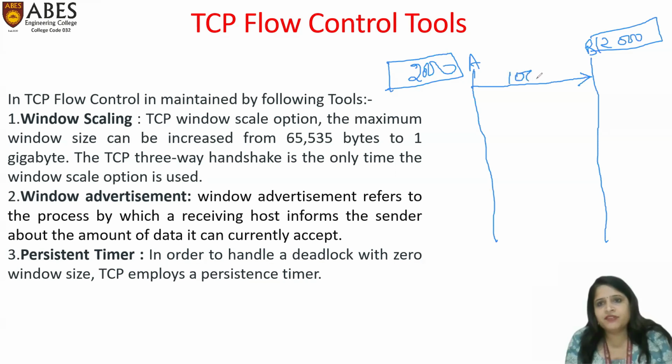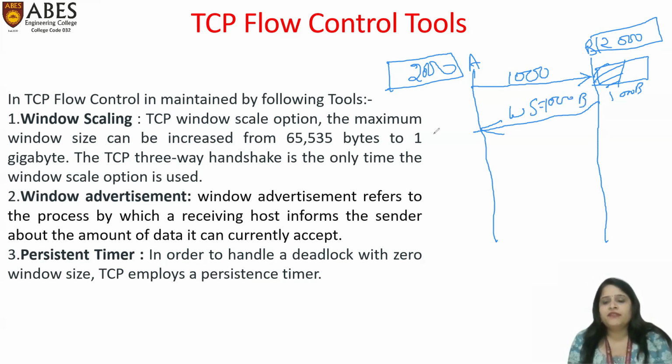Like the client initially sends 1000 bytes of data to the server. When the server receives this data, half of the server window will be filled and the remaining window size is 1000 bytes. In that case, the server will send feedback to the client with its available window size, that is 1000 bytes. This is called window advertisement. In window advertisement, the receiving host informs the sender about the amount of data it can currently accept.